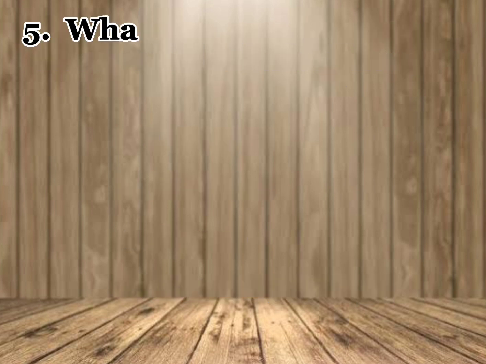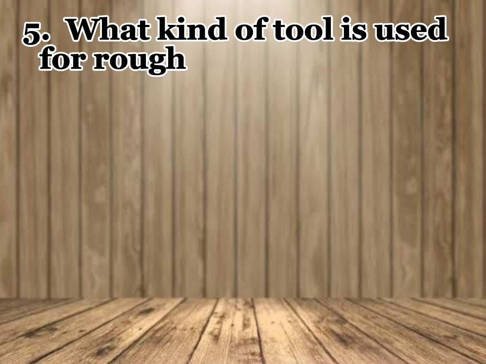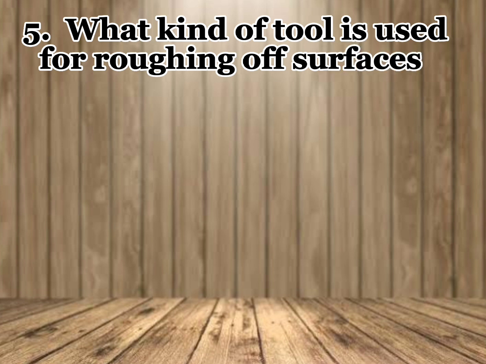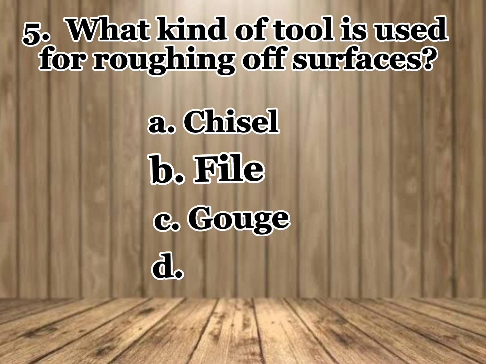Number 5. What kind of tool is used for roughing of surfaces? Letter A. Chisel. B. File. C. Gauge. Or D. Rasp.